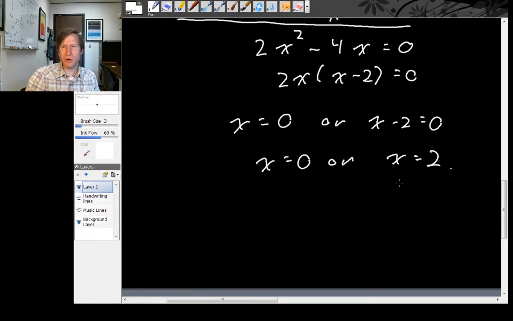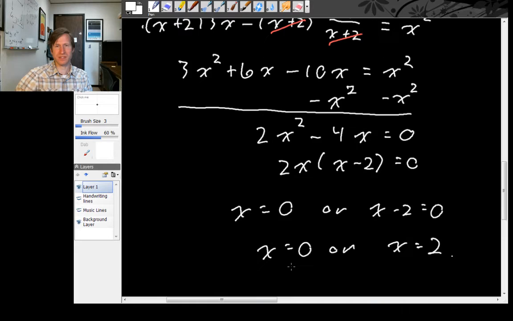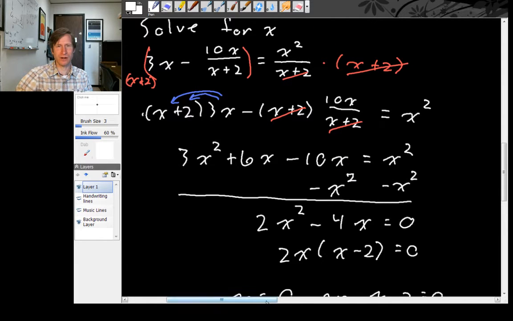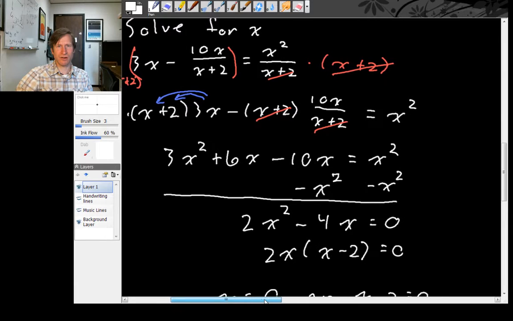Okay. At this point, we should check these two solutions. Remember, one funny thing about equations with rational expressions is it's possible that when you solve the equation, you might accidentally introduce new solutions. So we should check these two solutions to make sure they really work. So 0 and 2. So let's go back up to the top here. And we'll plug in 0 and 2.